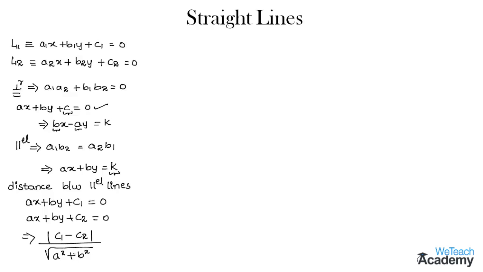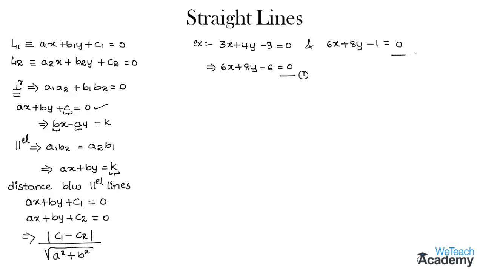And now let us discuss an example. So here we need to find the distance between the line 3x plus 4y minus 3 equal to 0 and the other line, which would be 6x plus 8y minus 1 equal to 0. So these are the given lines, and now let us multiply 2 to equation 1. Then it would become 6x plus 8y minus 6 equal to 0. So this is equation 1, and now let us name this as equation 2.